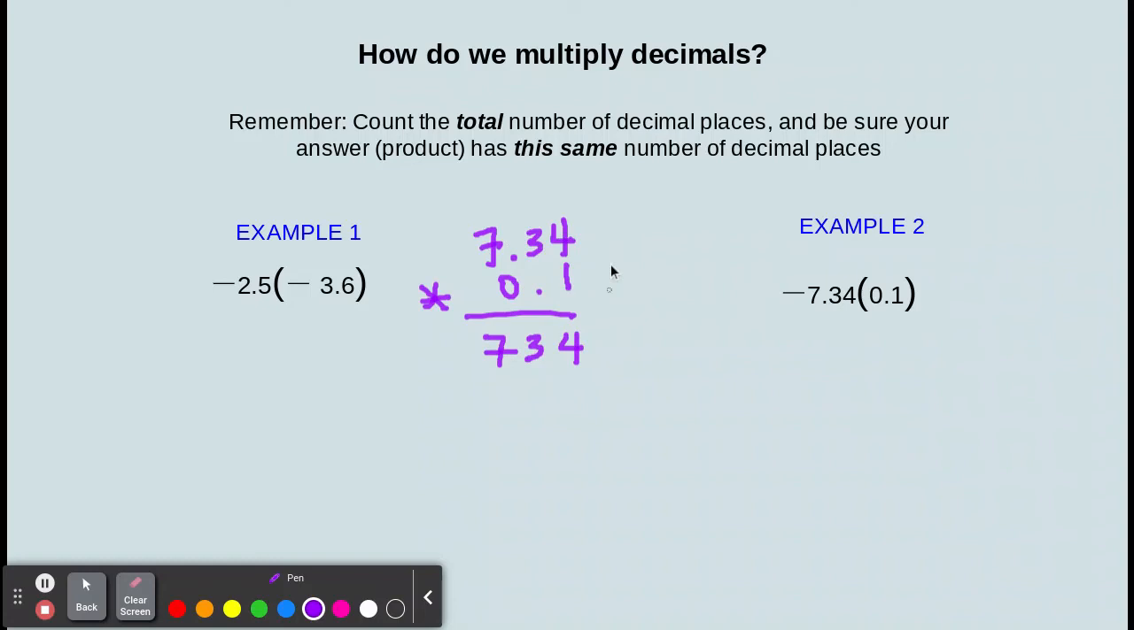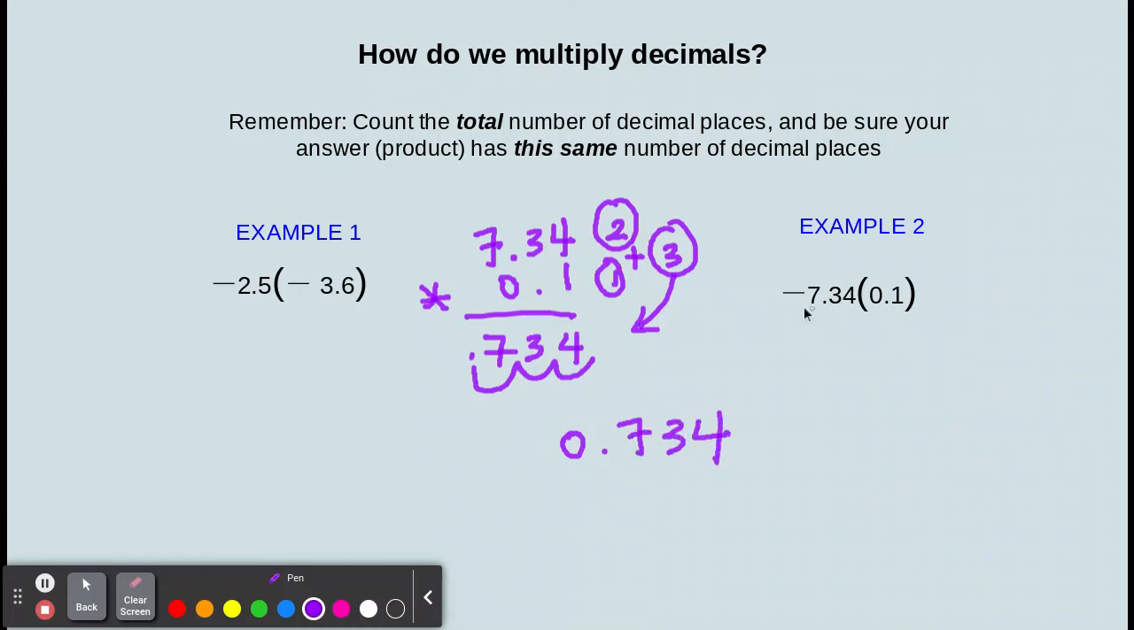Now we need to deal with our decimal places. This first one has 2. The second one has 1. Add them up together and we get 3. That means our answer must have 3. So that's 1, 2, 3. So our answer then is 0.734. But we need to look at our signs. This one's negative. This one's positive. They have different signs. That means the answer must be negative. Different signs, negative. Same signs, positive.